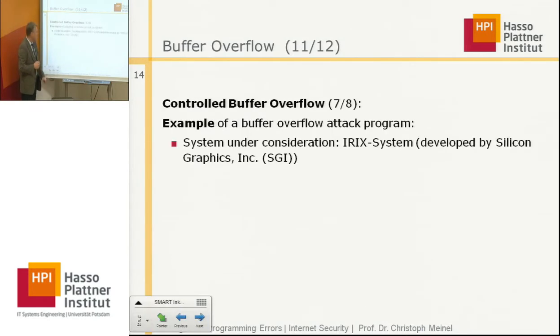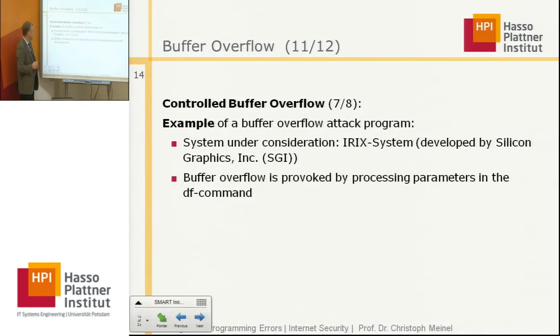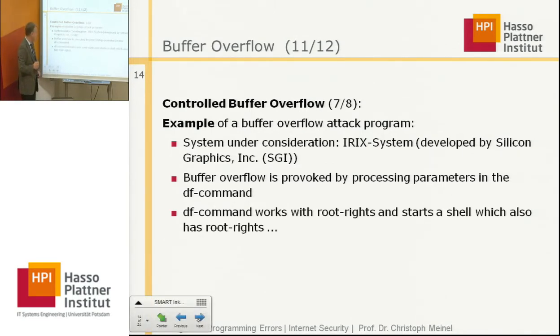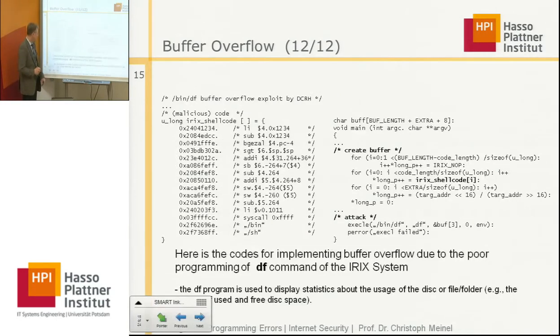So here's an example of a buffer overflow attack. The system under consideration is an IRIX system, developed by SGI, Silicon Graphics. The buffer overflow is provoked by processing parameters in the def command. The def command works, and this is dangerous, with root rights and starts the shell, which also has root rights. Here is such an example.